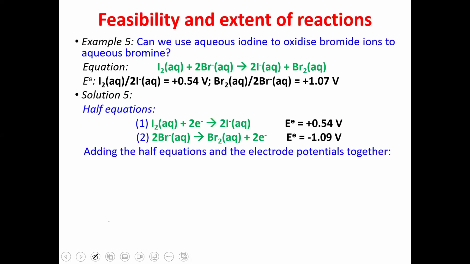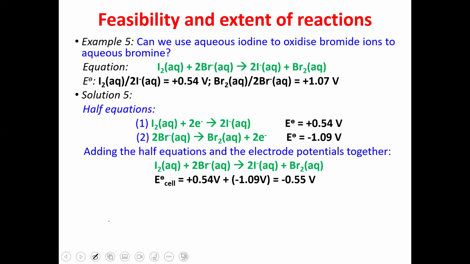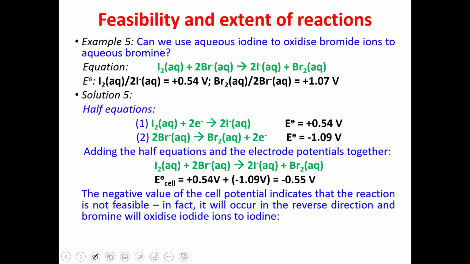Now when we add the two half equations, our final answer is coming negative. When we are getting a negative value, it means that the reaction will in fact occur in the reverse direction. So the reaction is not feasible. It's very important to remember that plus or minus is a limited feasibility. Plus or minus is a limited feasibility. It doesn't mean absolute feasibility.